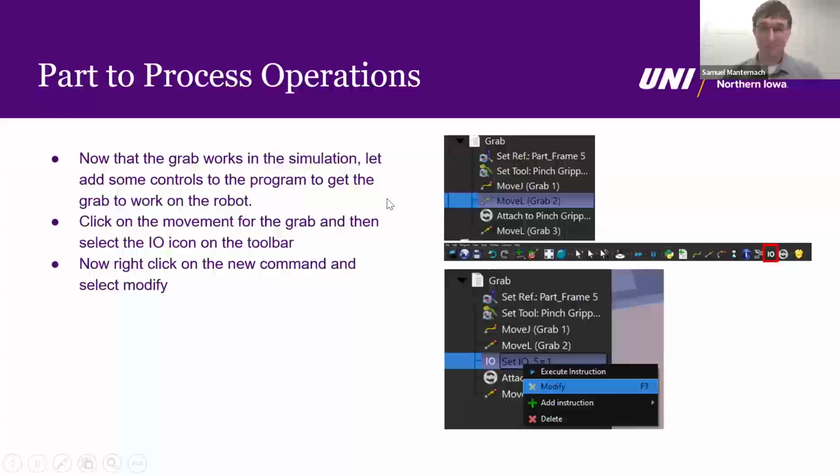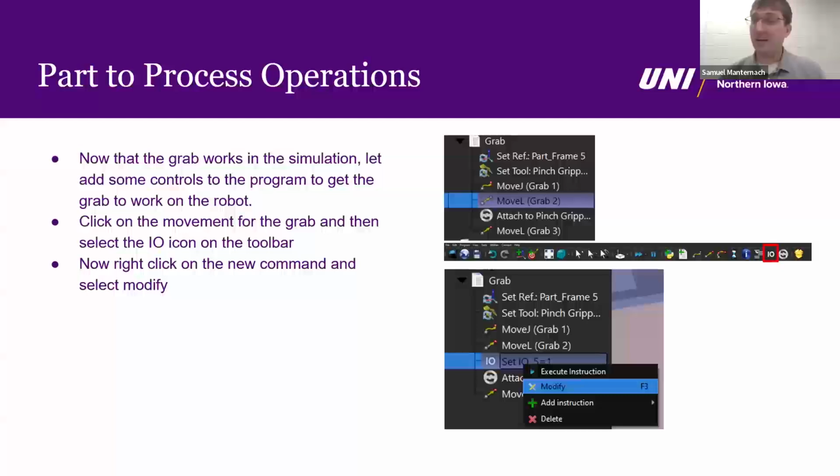All right. So now that you have the two objects being held, we're going to want to actually be able to do this on our robot itself. So in order to run this on the robot, we're going to be using a digital input, so a signal that we can send from our robot controller to our gripper to tell it to close. It's one of the common things we can work with on our robot. In this case, if you select your second L move and you select the IO icon on your toolbar, we can send the signal that we want.